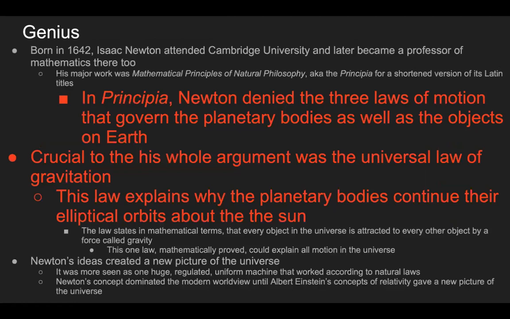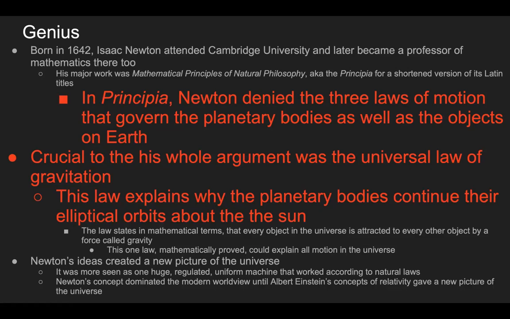All right, genius. So in 1642, Isaac Newton attended Cambridge University and later became a professor of mathematics there too. His major work was Mathematical Principles of Natural Philosophy, aka the Principia for short, from its Latin title. In Principia, Newton defined the three laws of motion that govern the planetary bodies as well as the objects on Earth. Crucial to his whole argument was the universal law of gravitation.